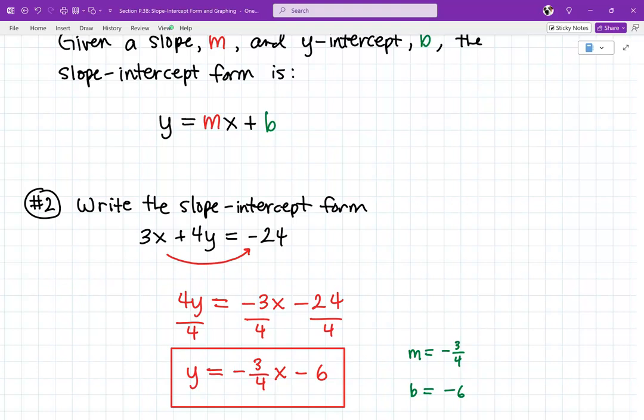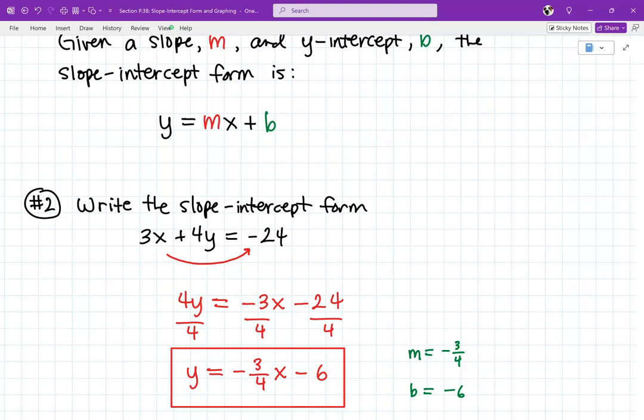Your slope is negative 3/4. Your y-intercept is negative 6. You can see it in front of the x, whatever number's there, that's your m value, negative 3/4. And then after the x, this number that's just hanging out by itself, that's your y-intercept. That's where it crosses the y-axis. That's going to be important for when we start graphing.